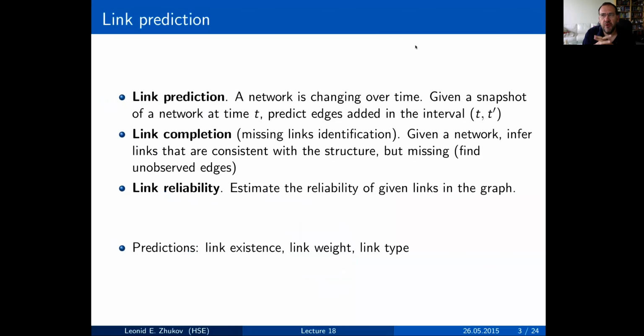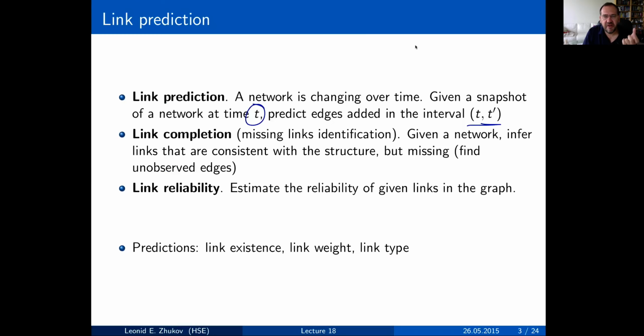So what is link prediction? Well, it is what it sounds like. It's predicting of links. But you can think of several different flavors of this problem. The first one is the time evolution of a network. If you have a network that is changing with time, growing with time, the formulation of the problem can be the following. Given a snapshot of a network at some particular moment of time t, predict edges that will be added in the time interval from t to t prime.